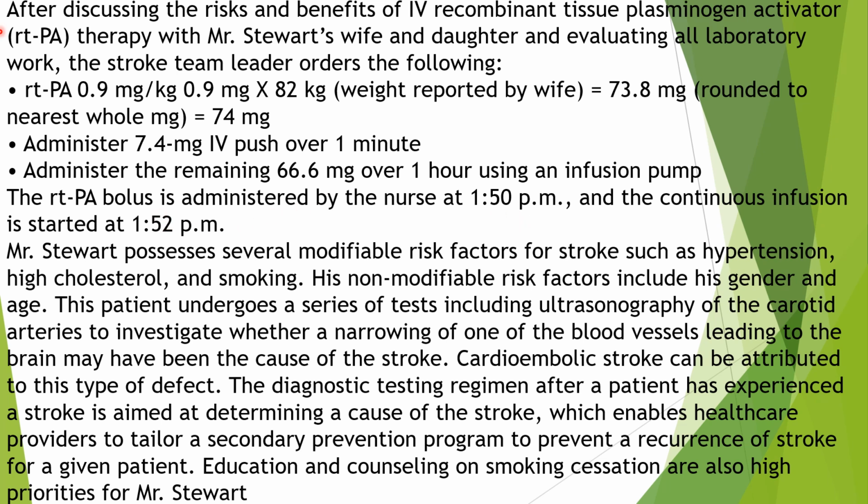Mr. Stewart possesses several modifiable risk factors for stroke such as hypertension, high cholesterol and smoking. His non-modifiable risk factors include his gender and age.